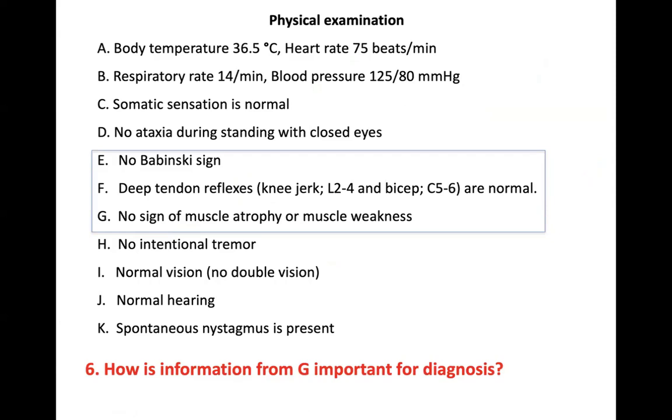Okay, good. Right, so this one, G, I put the wrong box, but the G, how is information from G important for diagnosis? This one is easy. Anyone want to volunteer?